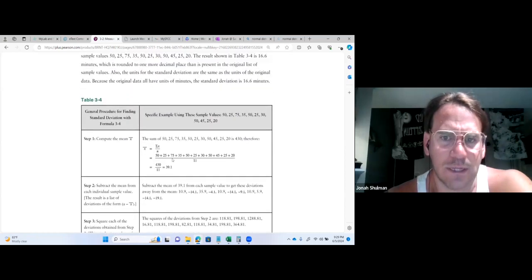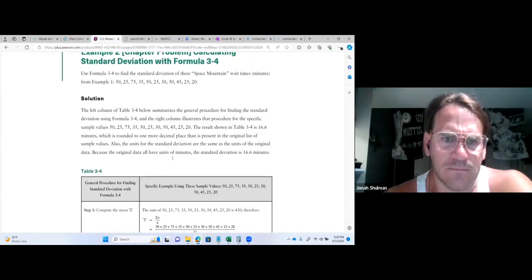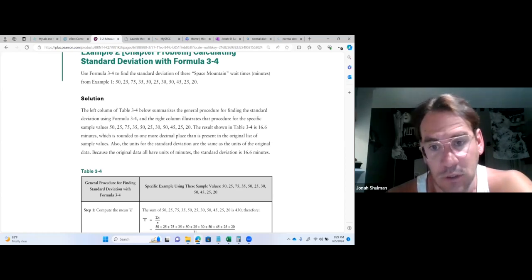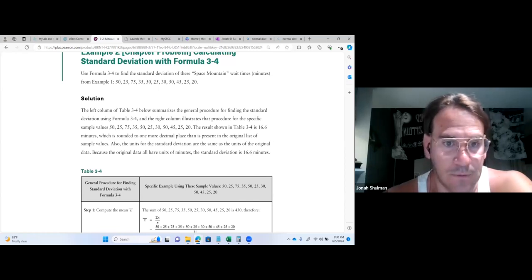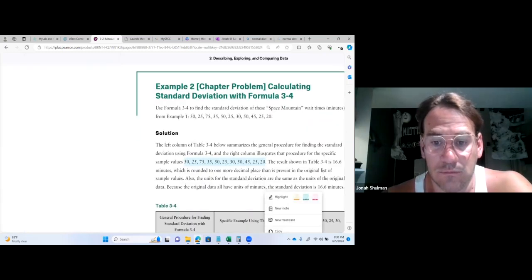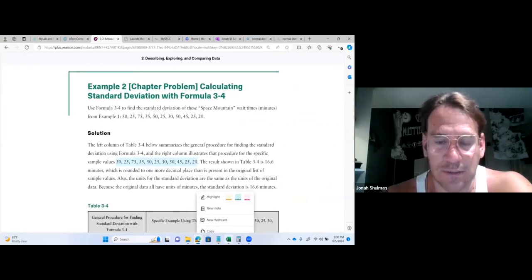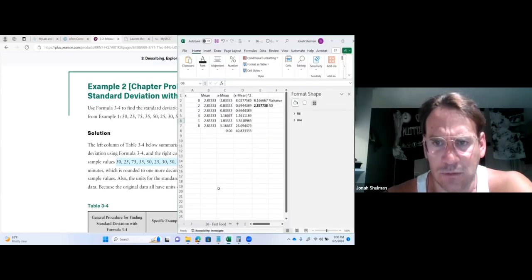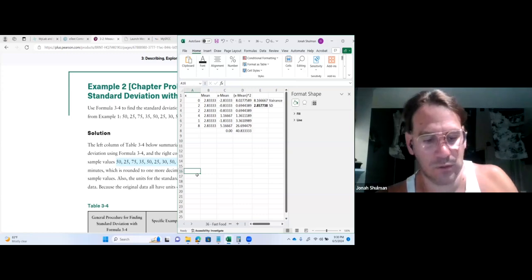Cool. So they did all the steps. But do we have to do all the steps? No, we can literally just take these values, whatever they might be. Let's see if I can copy them just for fun, and we can just drop them into Excel and do STDEV.S for sample. I think this was the one I was on. Yeah, let's see if this works.